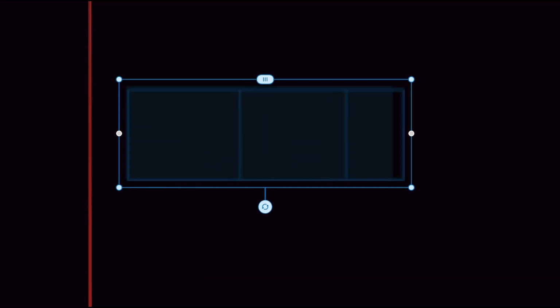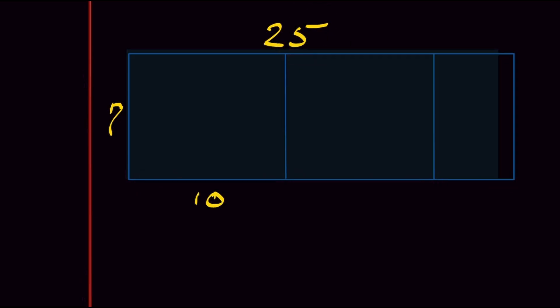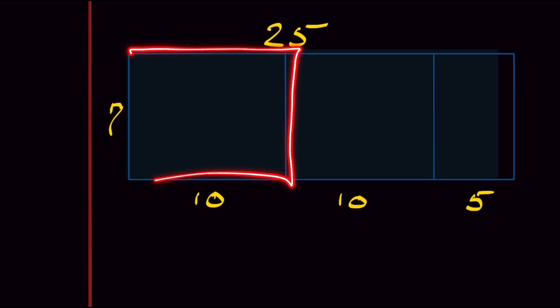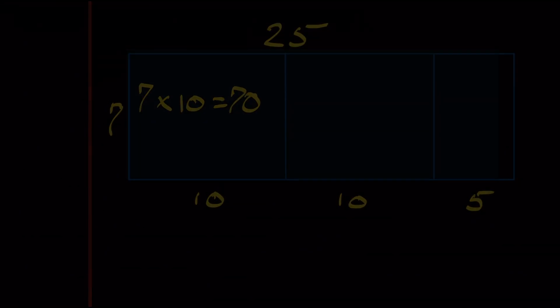Let's start out by having a rectangle break apart 7 by 25. The horizontal axis, the top, is 2 10s and 5 1s. We'll break it apart for 10, 10, and 5 because I know how to multiply by 10s and 5s easily. The first rectangle is 7 by 10. The expression 7 times 10 has a value of 70. It'd be $70 in this case.